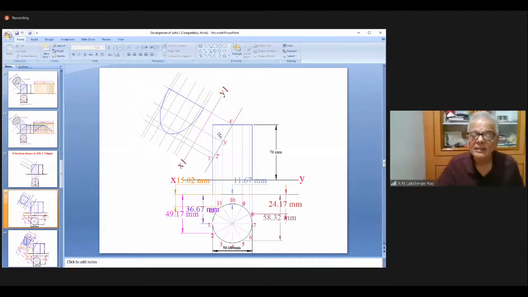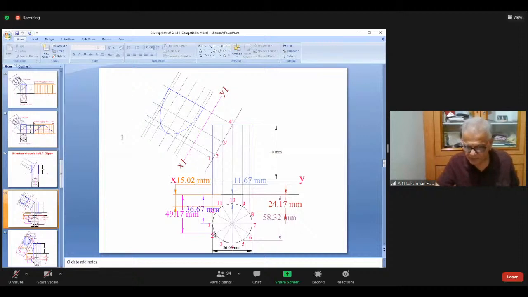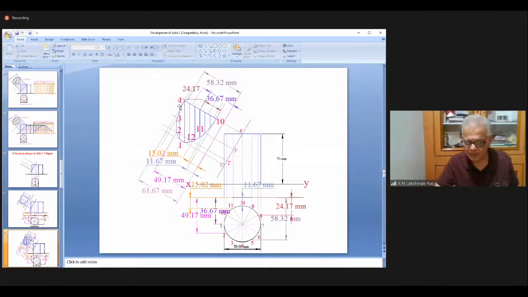Now, repeat the same thing we have done in the previous case. The only difference is that you should get only a half portion. Here also you are getting a half portion. Draw one more reference line. Mark these points, 10 to 4, here. The distances are the same. Now hatch it. Now this is the true shape. This is the section. This is hatching. After hatching, it is the sectional top view.